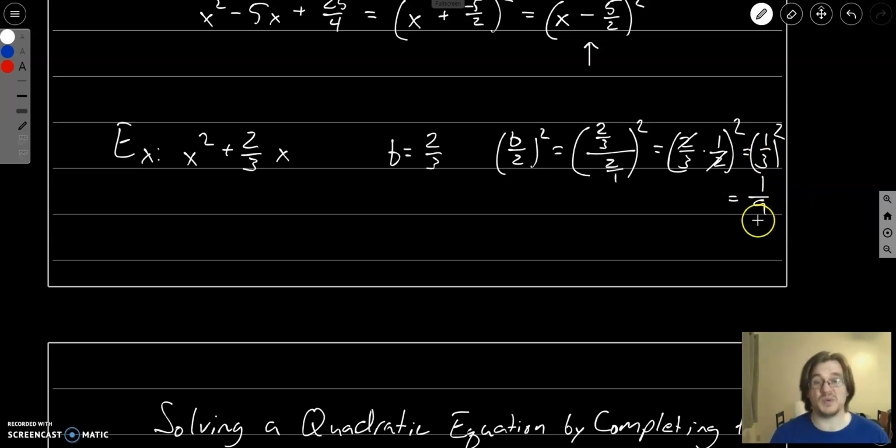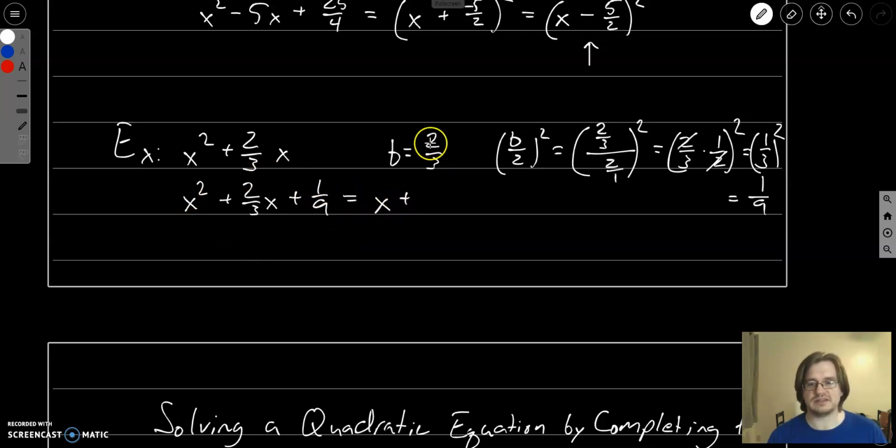So there's a lot of work, but we simplified it quite a bit to 1/9. So here, when I complete the square, I will take x squared plus 2/3 x plus 1/9. And the whole reason we did this is because now this factors perfectly. This is going to be x plus b over 2, which we found is 1/3, quantity squared. And again, if we were to FOIL this out, we would get back to this equation over here.